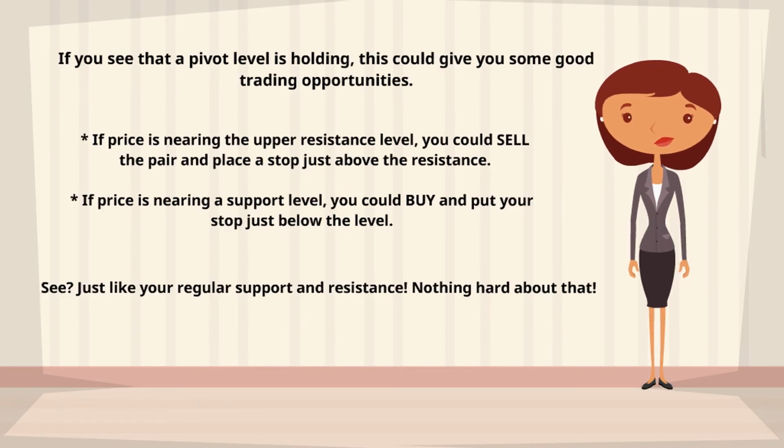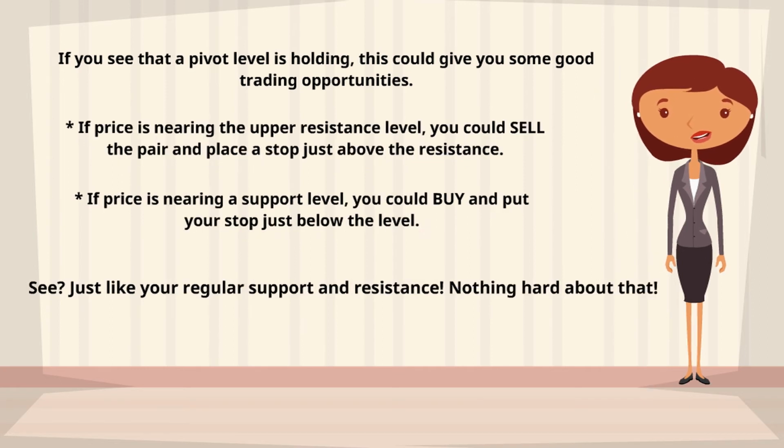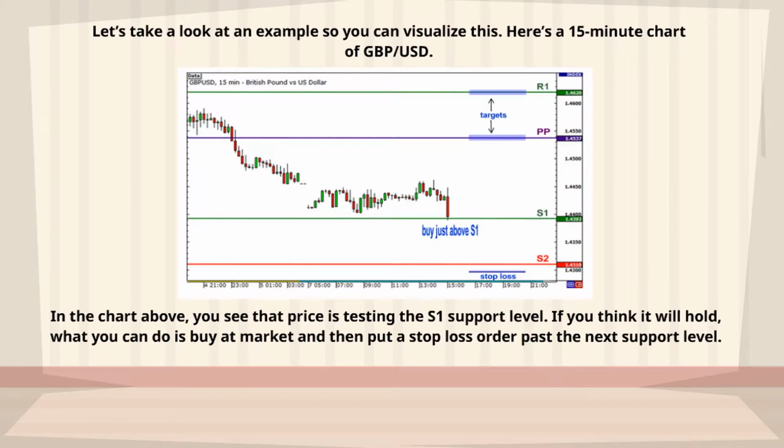If you see that a pivot level is holding, this could give you some good trading opportunities. If price is nearing the upper resistance level, you could sell the pair and place a stop just above the resistance. If price is nearing a support level, you could buy and put your stop just below the level. See? Just like your regular support and resistance. Nothing hard about that. Let's take a look at an example so you can visualize this.